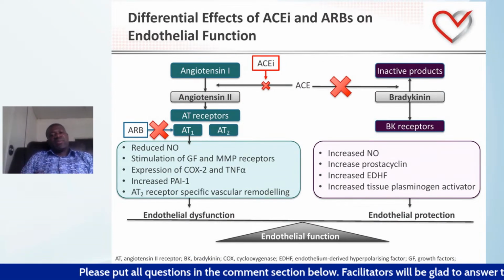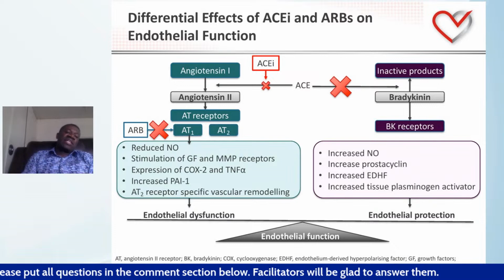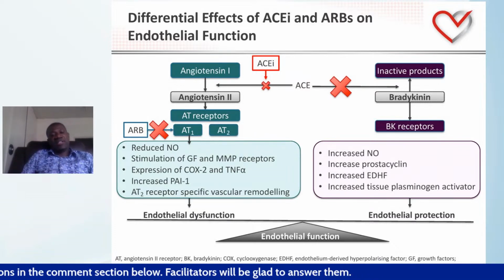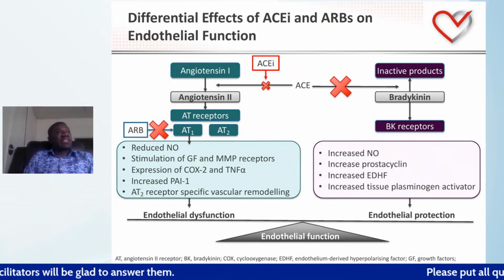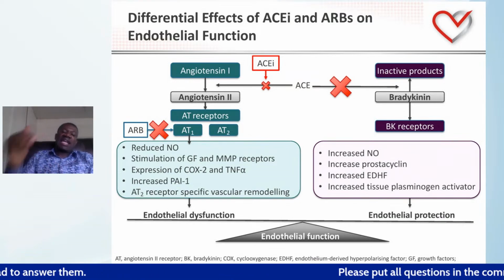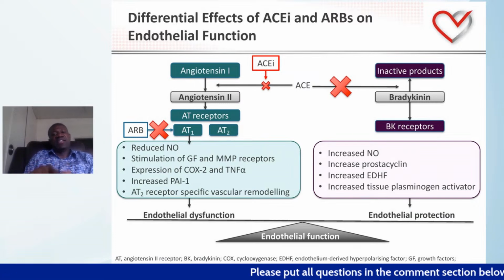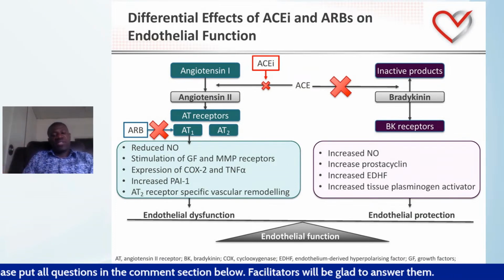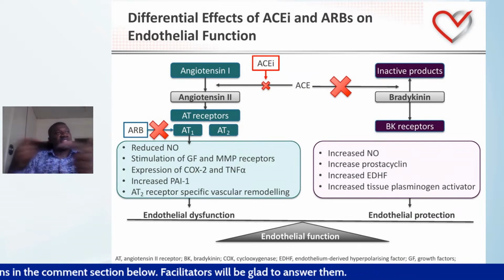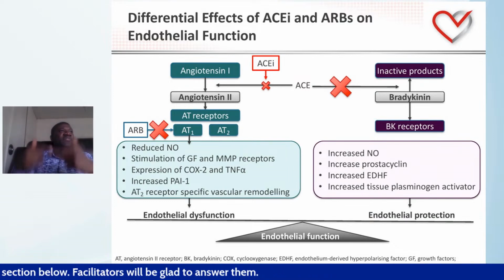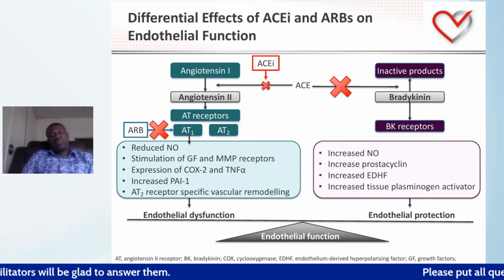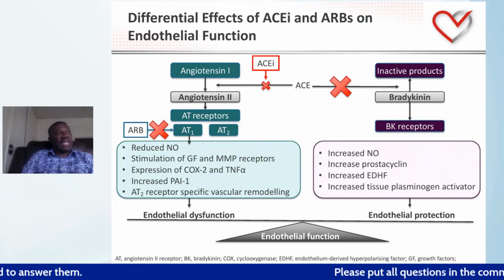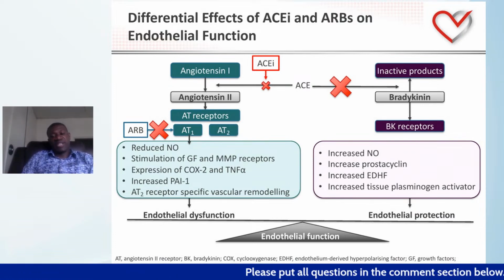Now, when it comes to ACE inhibition and ARBs, what then would its role be on the endothelial function? Like we have already alluded to, when the bradykinins are increased and left unattacked in the situation of ACE inhibition, they begin to promote increased nitric oxide. They begin to increase prostaglandins, and we know that nitric oxide and prostaglandins are the two powerful endogenous vasodilators, and therefore it helps to improve endothelial function.